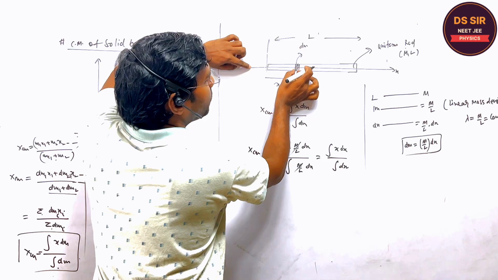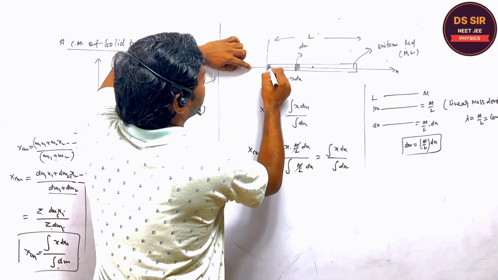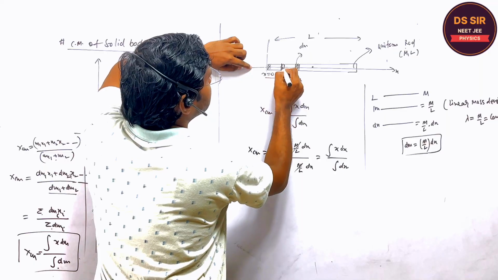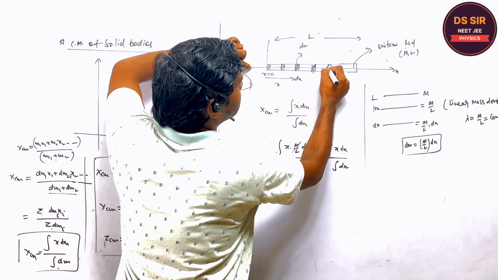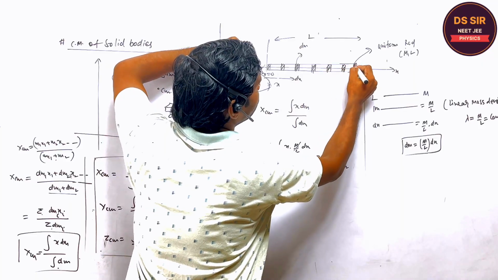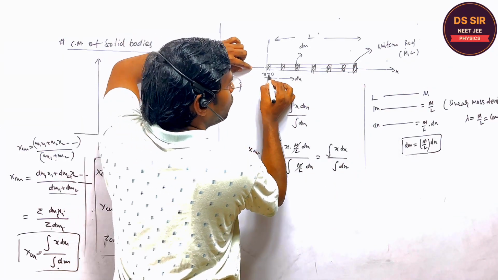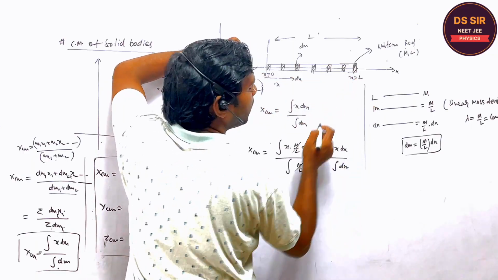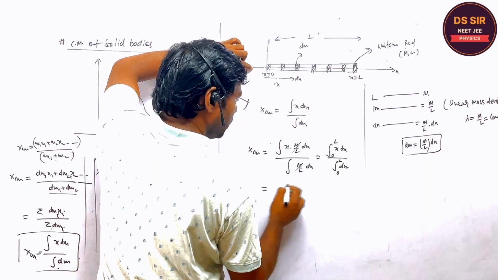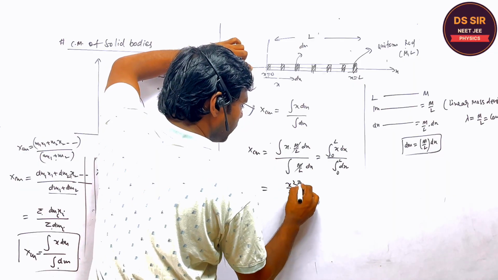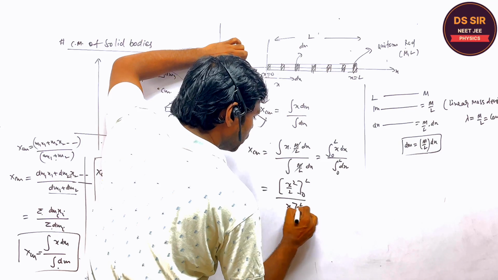Listen, these point masses are spreading from x equal to 0. They will start from x equal to 0. This is a point mass, this is a point mass, this is a point mass. So all the point masses start from x equal to 0, and you have to add up to L. So 0 to L is the limit. What is the integration? x square by 2 from 0 to L.